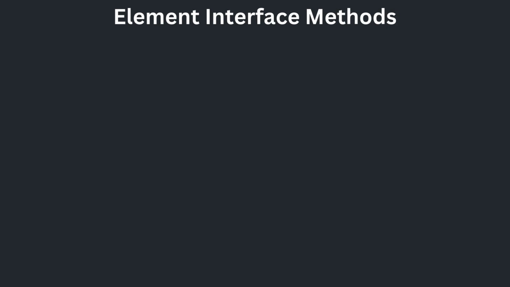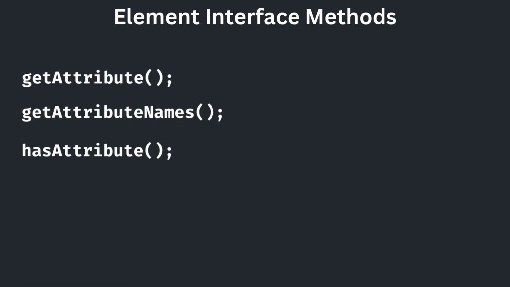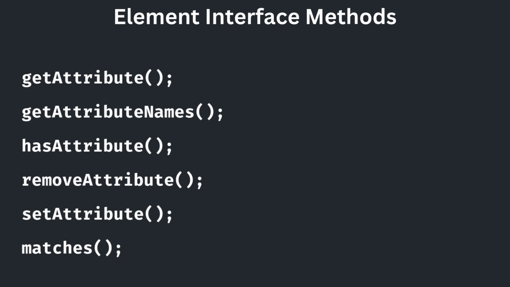Next up, we have the element interface methods. This category represents individual HTML elements within the document. Elements are the building blocks of the DOM. The methods include getAttribute, which returns the value of a specified attribute.